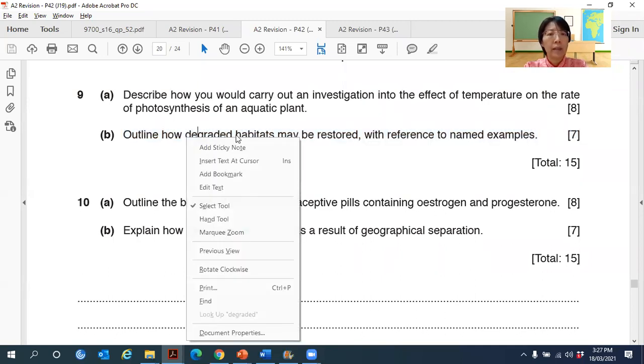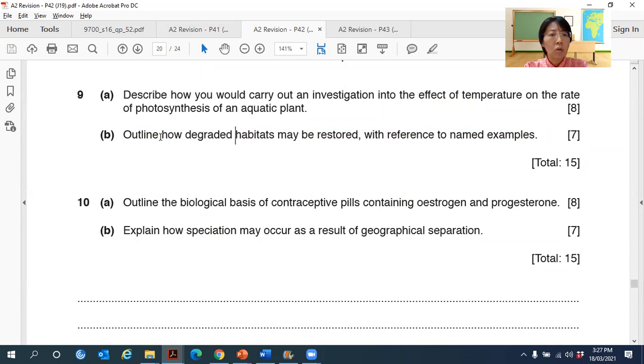It's talking about degraded habitats, right? Degraded habitats. So what else can I talk about so that I can get the marks? So first thing is degraded habitats. That means a habitat has degraded. So what else you have learned in your syllabus is the threats to terrestrial and aquatic ecosystems. What are the activities that humans have done that lead to the threats, meaning degradation to the habitats? So you have to go to that area to find out the other possible answers that you can write.